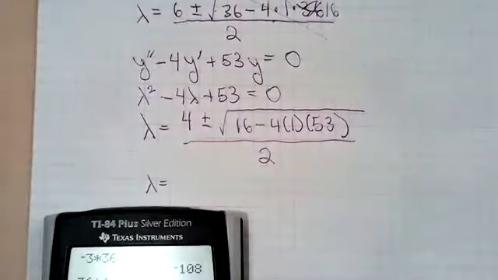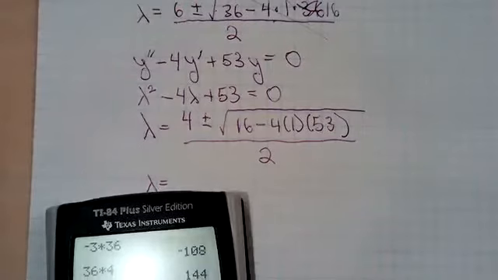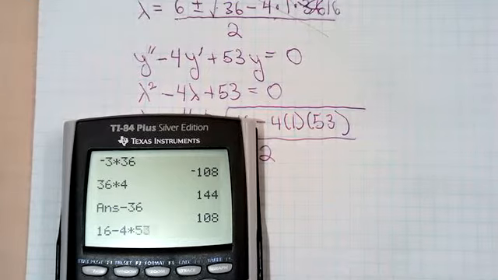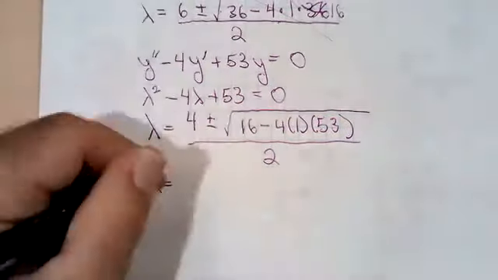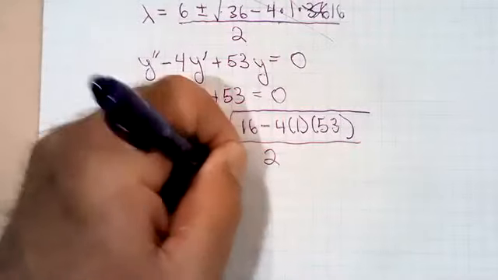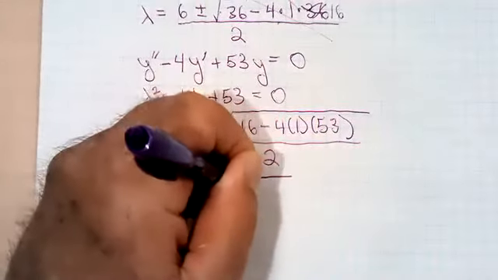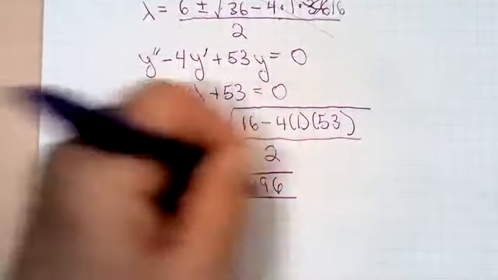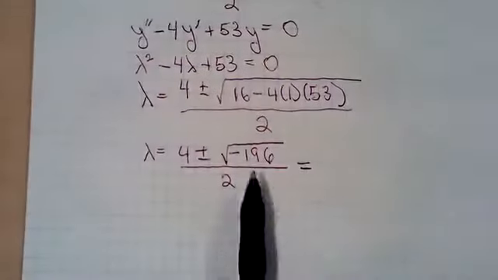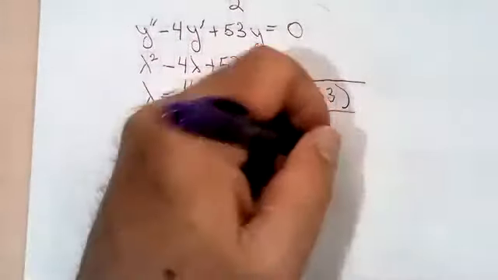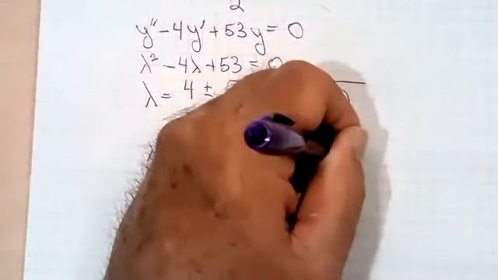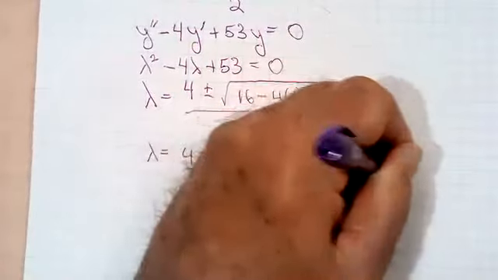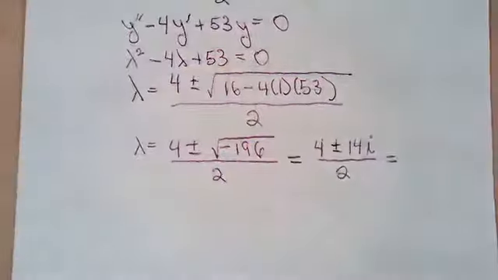Okay, 16 minus 4 times 53 is minus 196. Oh, good, because 196 is 14 squared. So this is 4 plus or minus 14i all over 2. So it's 2 plus or minus 7i.